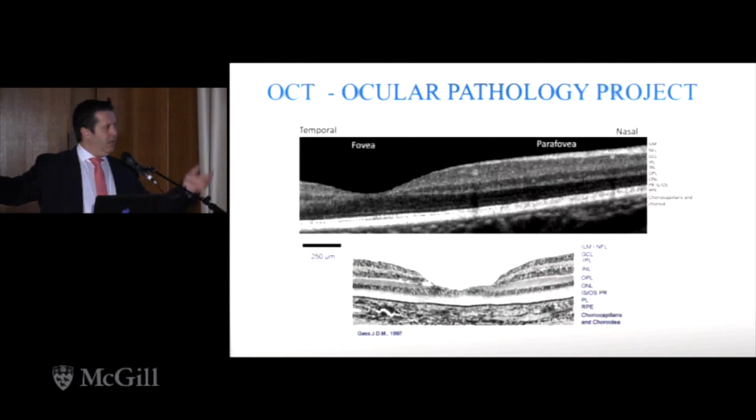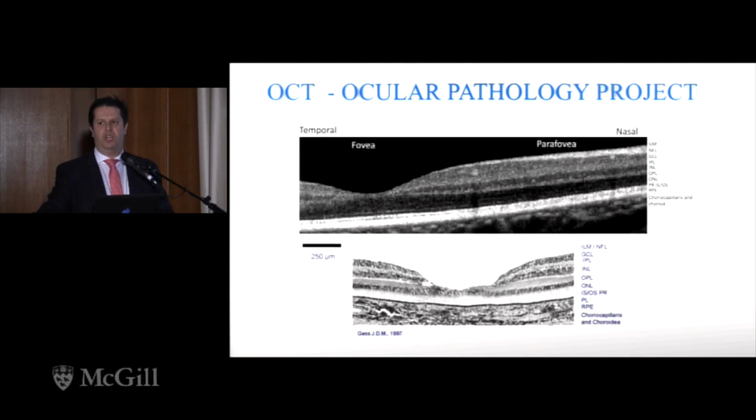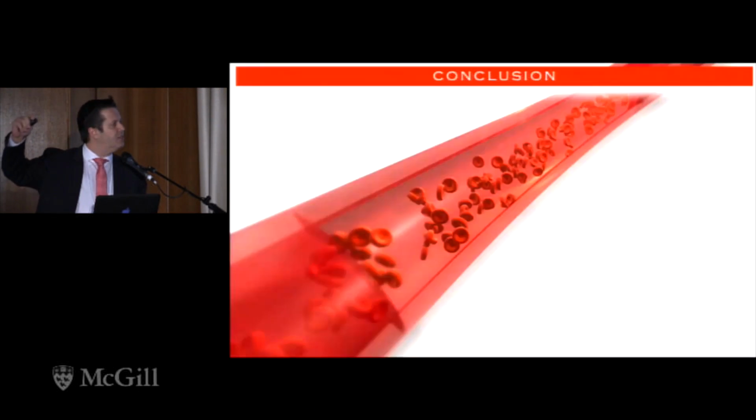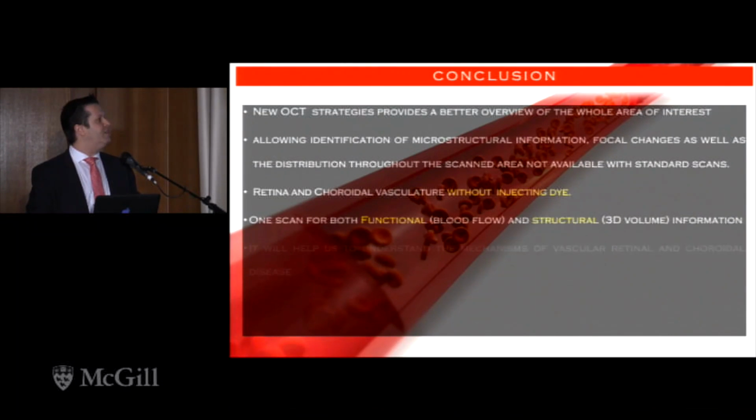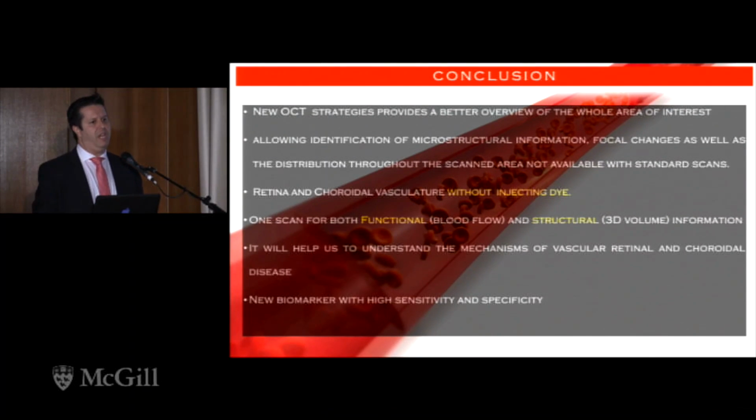So, for me, one of the greatest projects that Professor Bernier is in charge of is the OCT and ocular pathology project, which is combining both the histology information with OCT, but I'll let Professor Bernier talk about this soon. So in conclusion, what we can see today is that these new strategies provide a much better overview of the whole area of the retina.